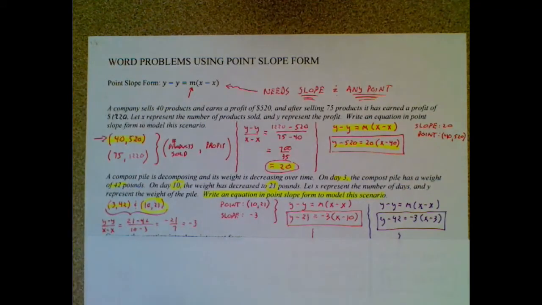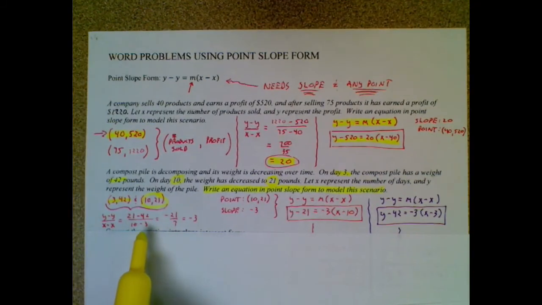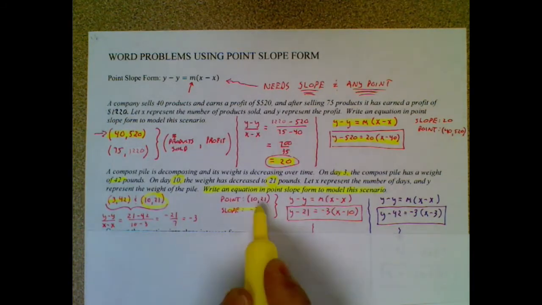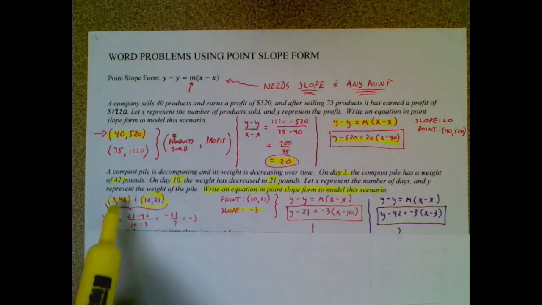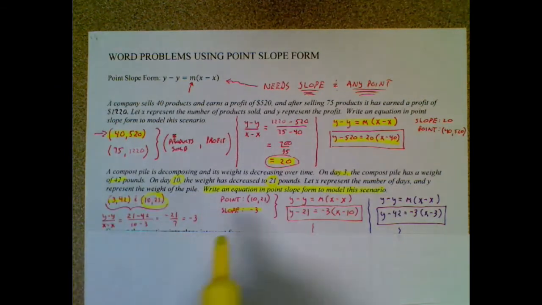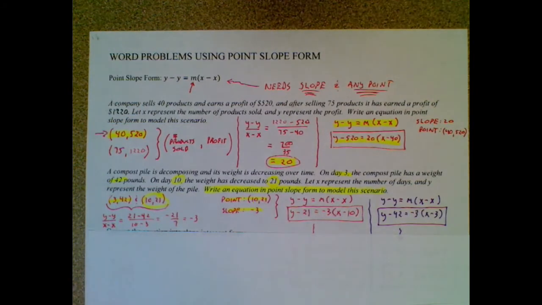You need a slope and any point. So I'm going to go down here and do my slope. This is a y minus y over an x minus x. I get my slope. I get to use either one of these two points, so I happen to use the point 10 comma 21, but someone else could have used the other point, 3 comma 42. So this is my equation using my 10 comma 21 point. If somebody used 3 comma 42, they would have this equation over here.